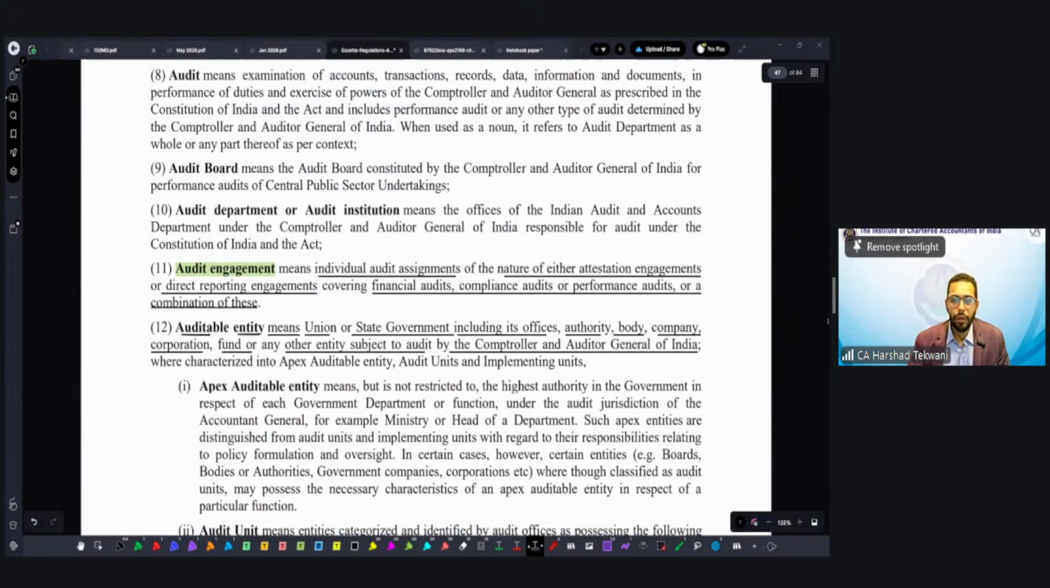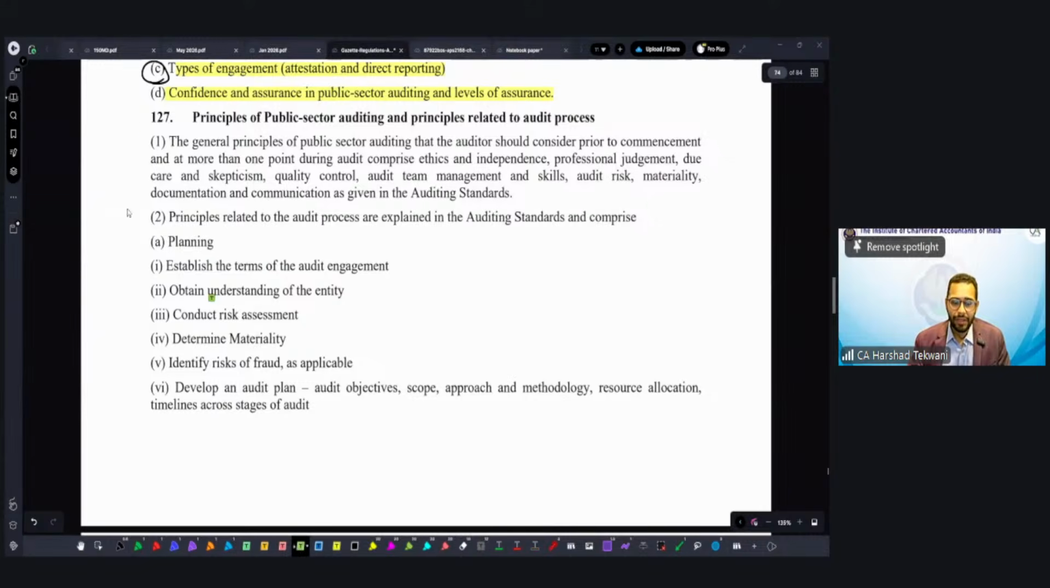Okay. Now, we will understand the principles of public sector undertaking audit. Why are these principles required and what are they for? When you do a public sector undertaking audit, these principles are required to be followed, not just because they are principles, but because they are also part of your law. They are also part of the regulations. Regulation 127 talks about principles relating to public sector auditing and principles related to the audit process.